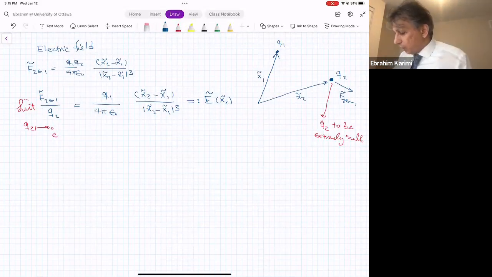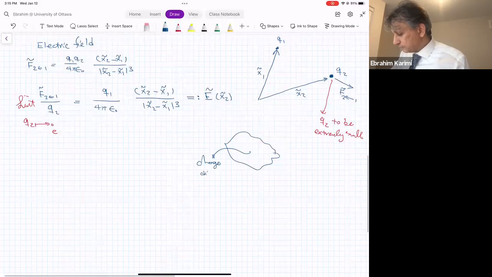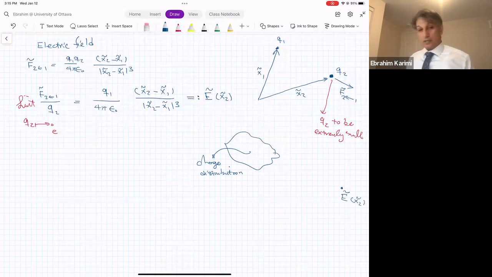So let's say now you put a charge distribution here. This charge distribution induces some physical property in the environment, and induces an electric field at the point x2. And when we know the electric field there, any charge that is placed there, you multiply by the electric field and you get the induced force here.